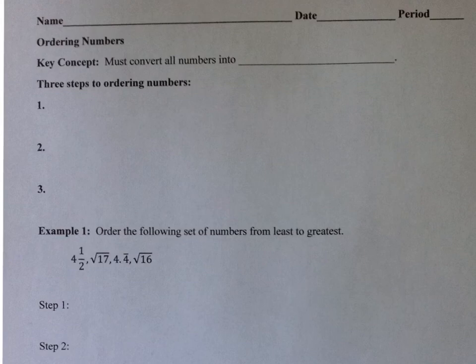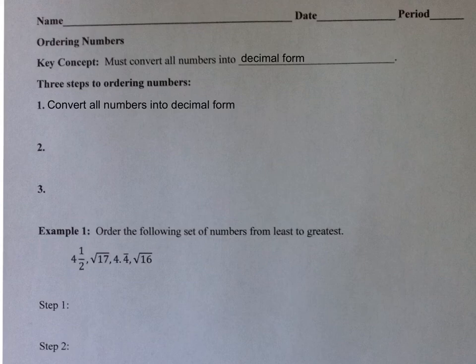Today we're going to learn about ordering numbers. So the first key concept when ordering numbers is you must convert all numbers into decimal form. So all numbers must be in decimal form. There's 3 steps to ordering numbers. Step number 1, converting all your numbers into a decimal form.